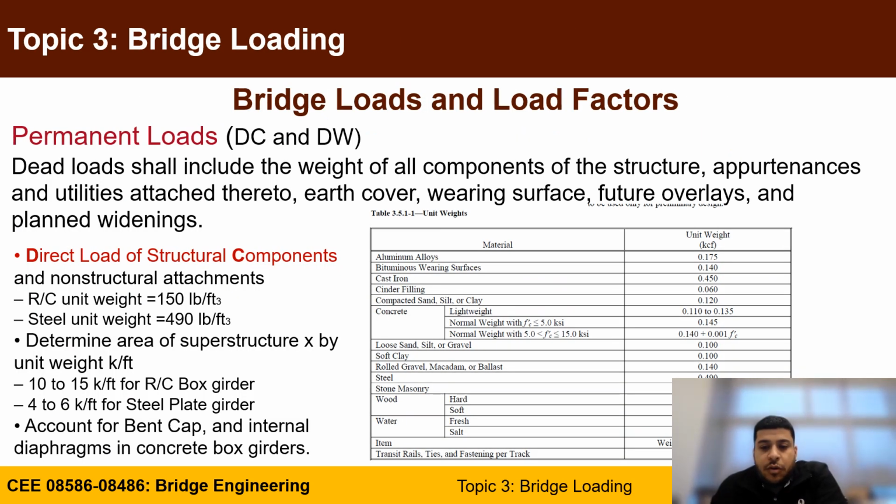For the dead load, let's go through an example. This is a call out from previous slides in topic number 3, that the DC and DW are related to dead load of component or dead load of wearing surfaces, future overlay, and this table will show you how to get the unit weights of each material. So you see, in reinforced concrete, we always use 150 pound per cubic feet. Steel is 490 pound per cubic feet. Approximately, your box girder will have cubic feet per linear foot around 10 to 15, and the steel girder between 4 to 6.